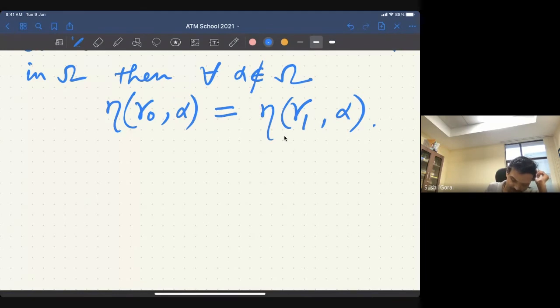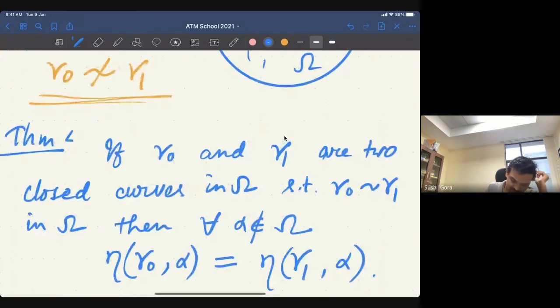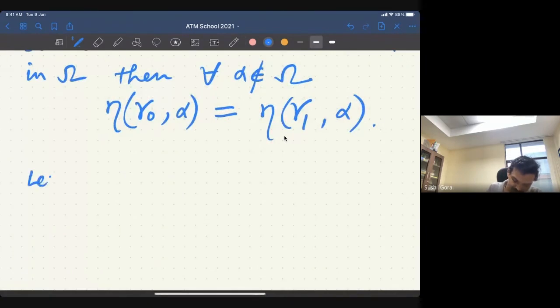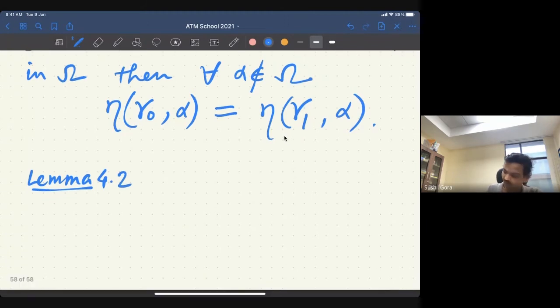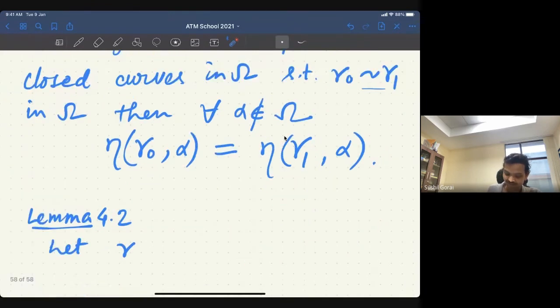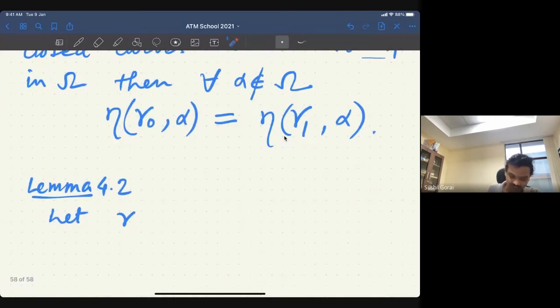Let me call this theorem 4.1. Let me state a lemma which will be used to prove this one. So the question is how to go from this homotopy to a certain integral, right? That is the question.